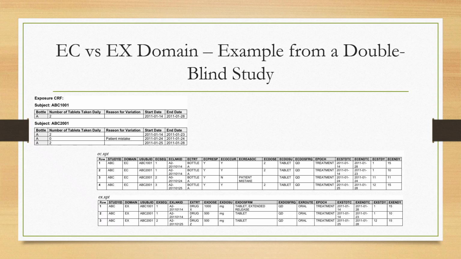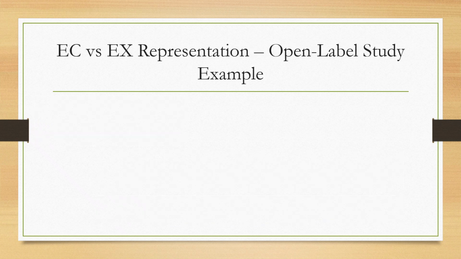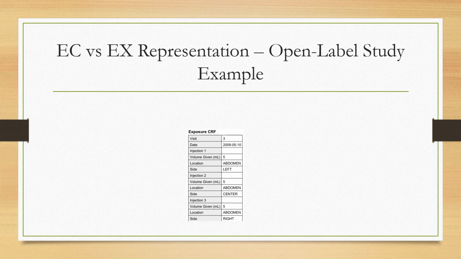So from this example, this is the intake. Now let's move to the next example for this difference. Now let's look at another example, this time an open label study. In this case, we are supposed to give a total dose of 3 mg per kilogram.